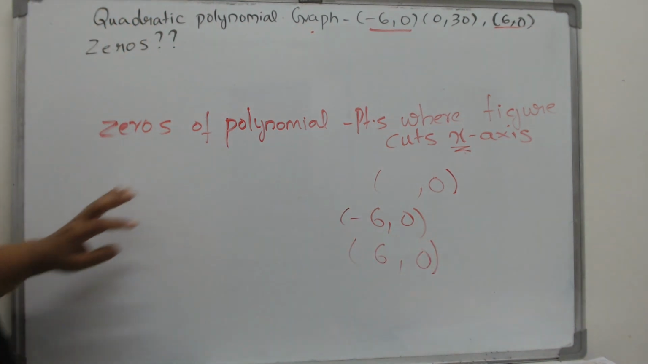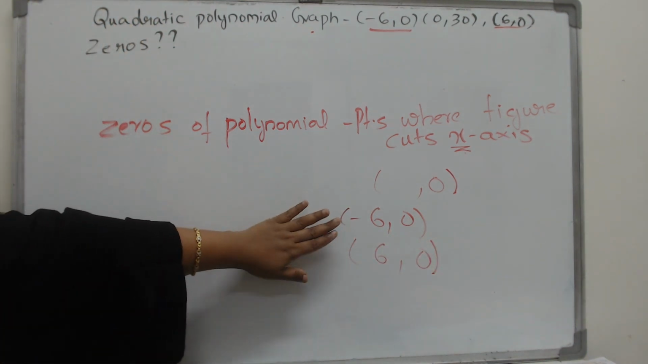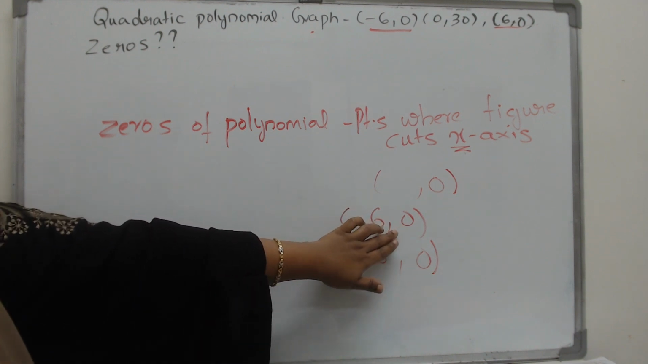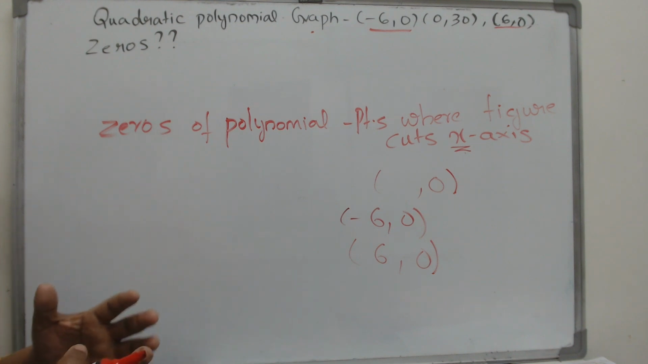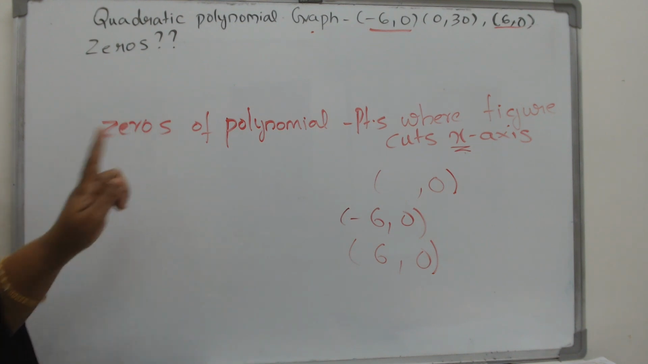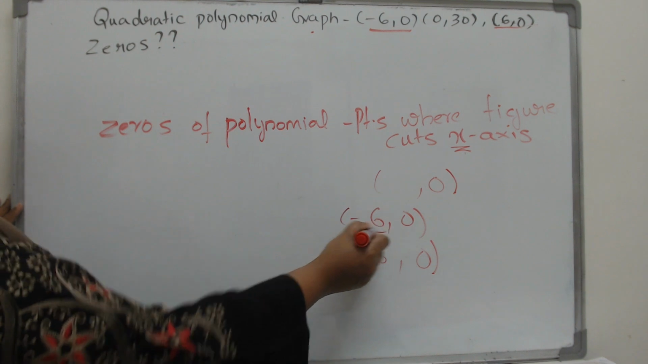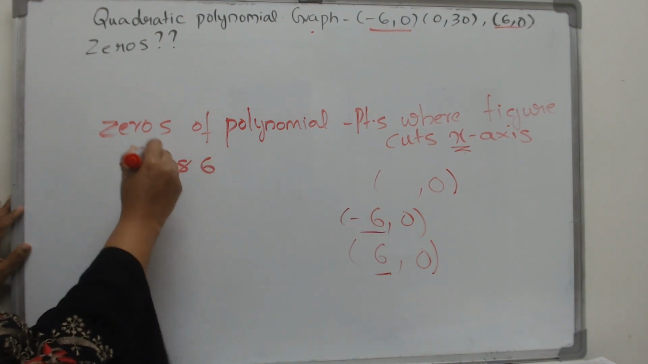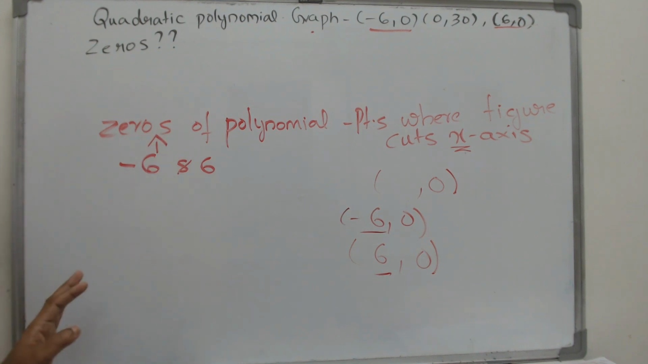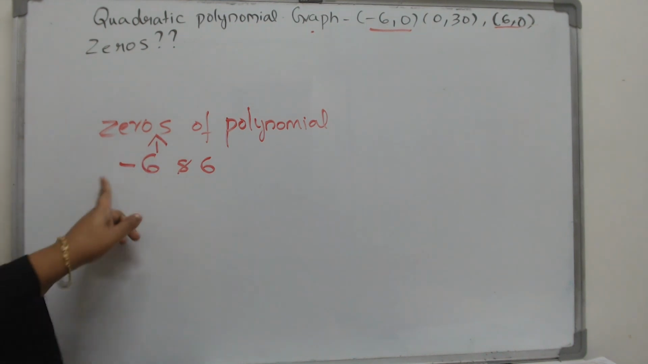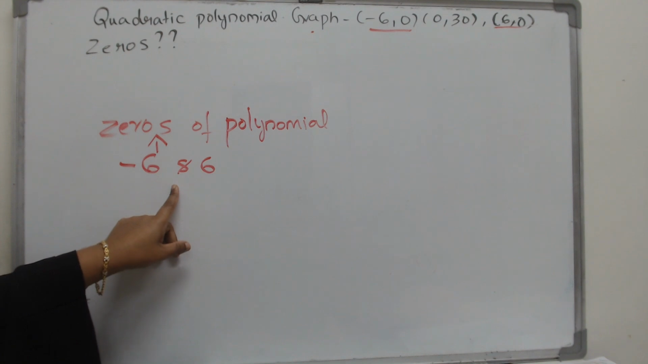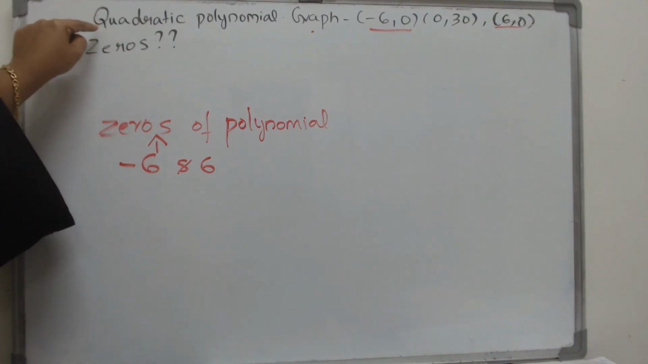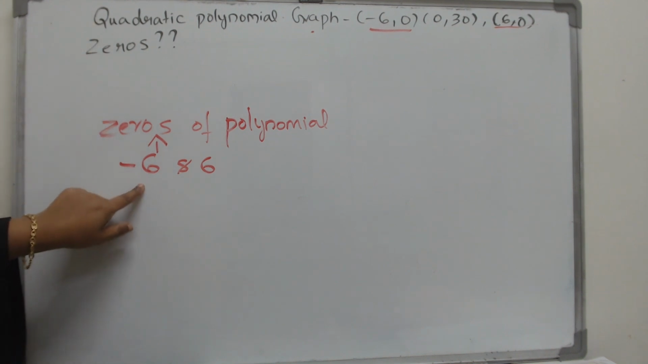But remember, these are points in the coordinate axis, which means there is an x coordinate and there is a y coordinate. It is an ordered pair. But zeros are single numbers. These two numbers, -6 and 6, are the zeros of the polynomial that we are looking for. Now, these are the zeros of the polynomial, but can you tell me how will this quadratic polynomial look like if it has these zeros?